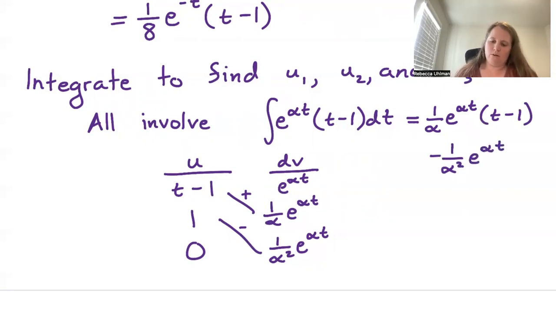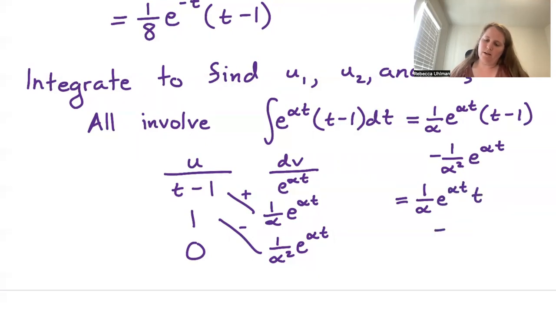which of course we could always rewrite if we wished, distributing things out, or we can leave it in this format as is. Let's go ahead and rewrite this as 1 over alpha e to the alpha t times t.